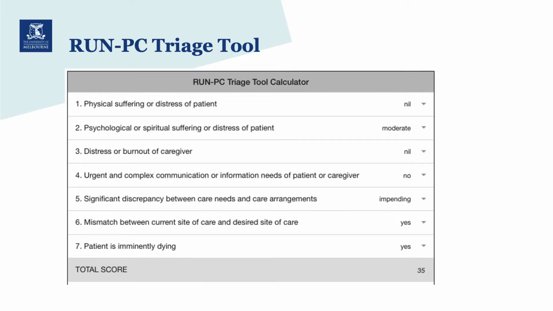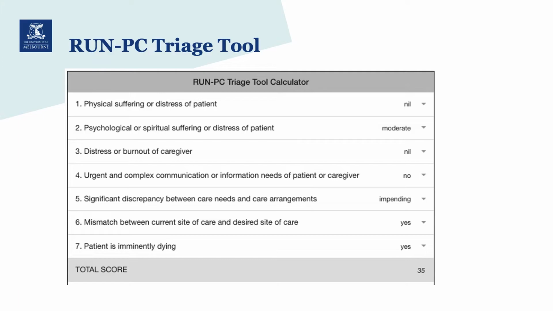So her symptoms are under control with the current regime. So I've said nil for physical suffering. Psychological suffering, I've said a moderate, that she's distressed about wanting to get home. That's her issue, and sounds like she's quite distressed about that. The network of caregivers sound like they're all good to go and not distressed and burnt out as far as we know, so I've put a nil, and with no urgent or complex communication information needs.